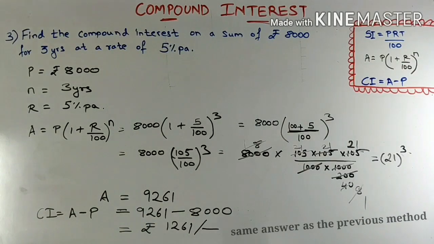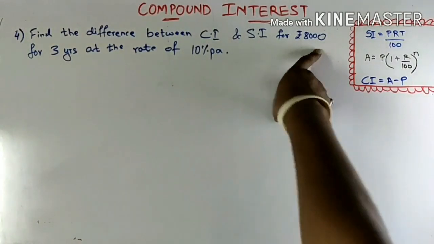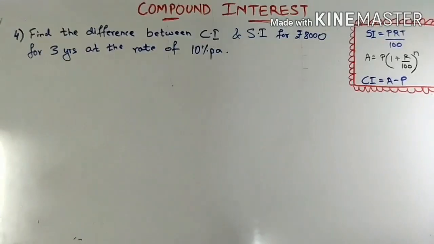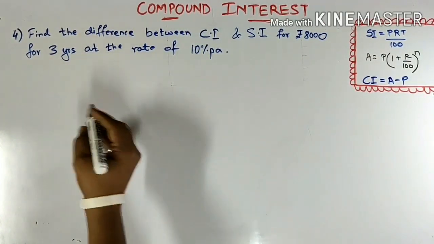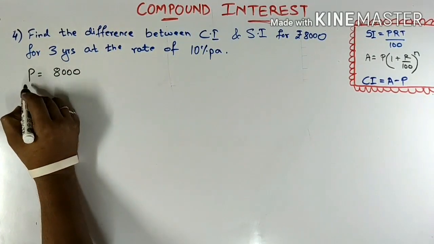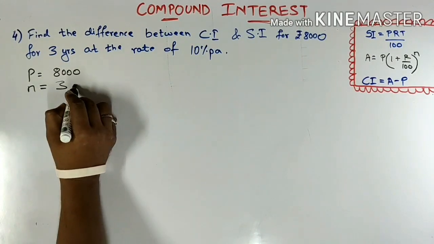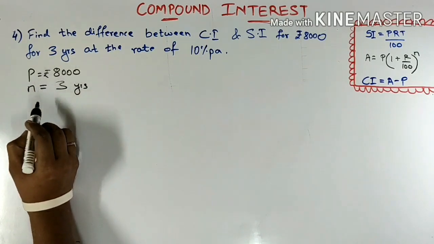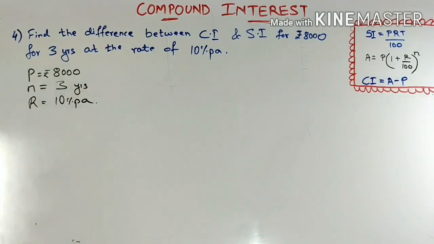So this is a shortcut method by using the formula that we have derived. Next question. Find the difference between compound interest and simple interest for 8,000 rupees for 3 years at the rate of 10% per annum. Now principal is 8,000 rupees. Time period or tenure is 3 years. Rate of interest is 10% per annum.